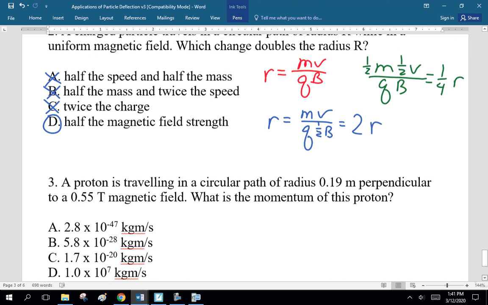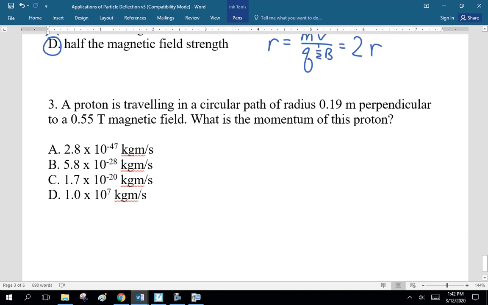Now, number 3. A proton is traveling in a circular path of radius 0.19 meters perpendicular to a 0.55 Tesla magnetic field. What is the momentum of this proton? Back up. What is momentum?